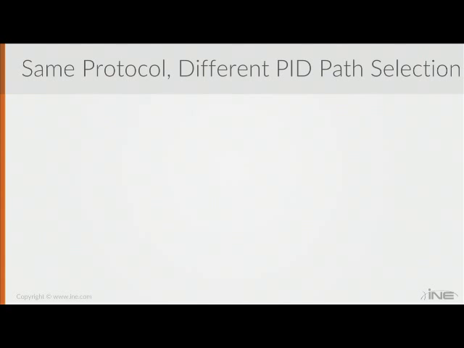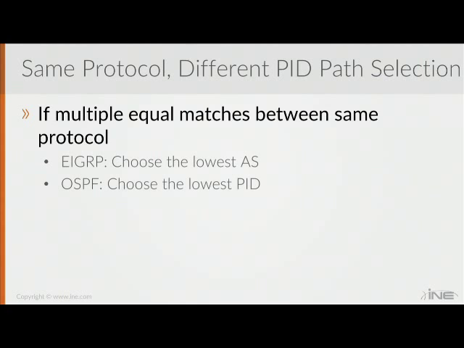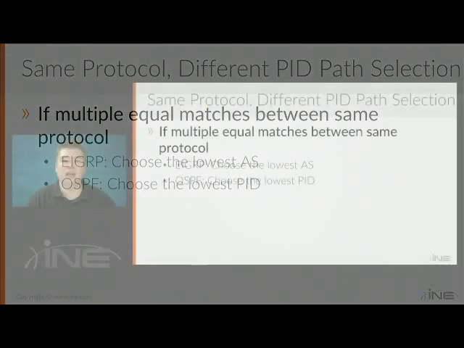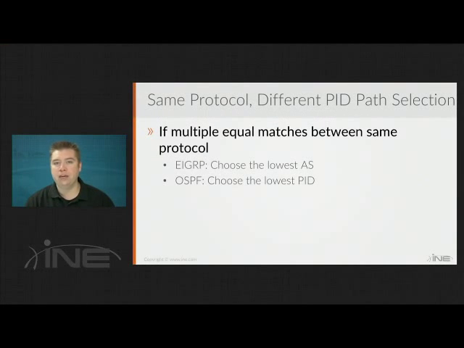Now, what if we have the same protocol and equal longest matches, but multiple processes? Let's say we have EIGRP AS1 and EIGRP AS2, with two equal longest matches, and we're trying to choose one over the other. It's not really documented this way, but in this case we're going to choose whatever the lowest process ID is. So if we have OSPF 1 versus OSPF 2, we choose OSPF 1. If we have EIGRP AS 100 versus 200, we choose AS 100.